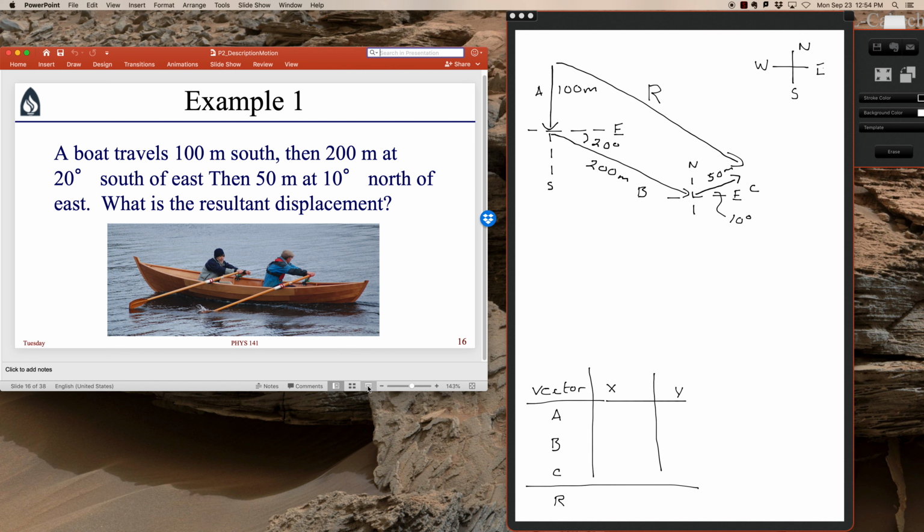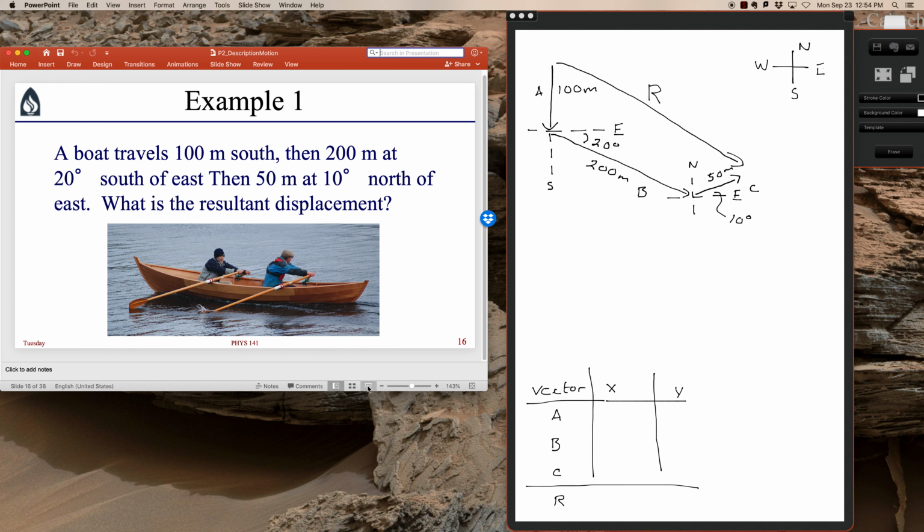All right, so next I need to break these vectors into x and y components. So let's look at each vector individually, and this is something you'll always want to do. When you're breaking the vectors into x and y components, you'll always want to draw a picture of each vector individually with its own coordinate system.